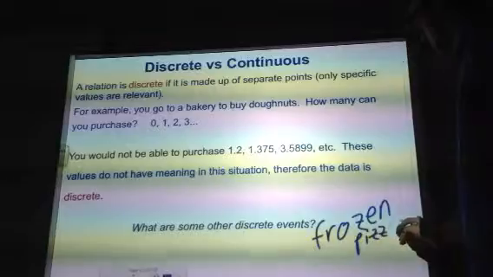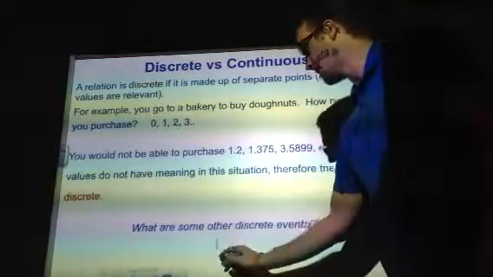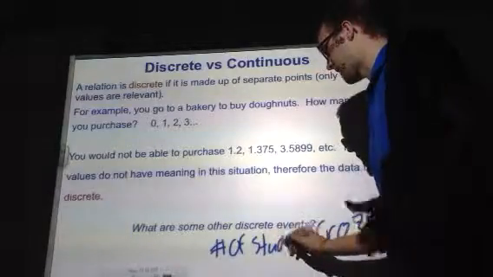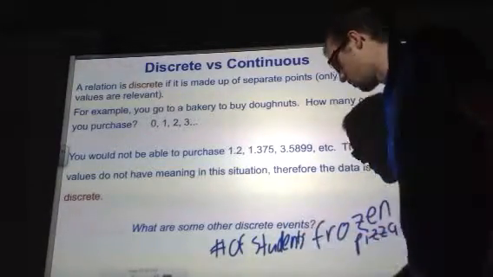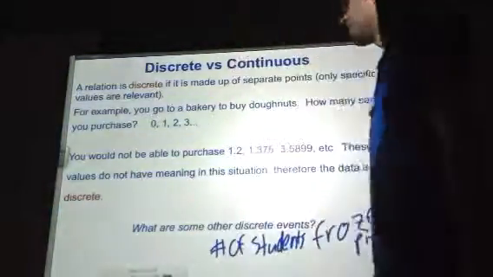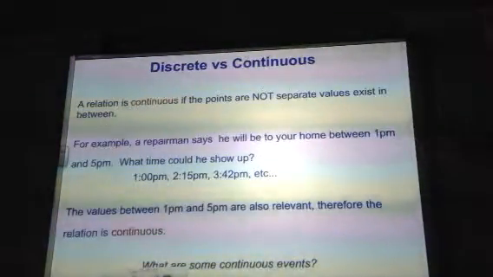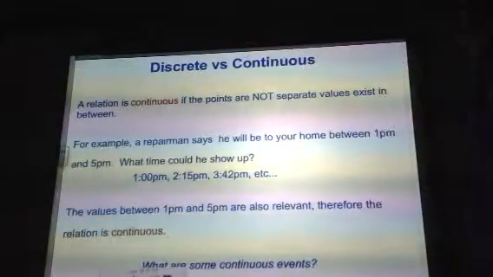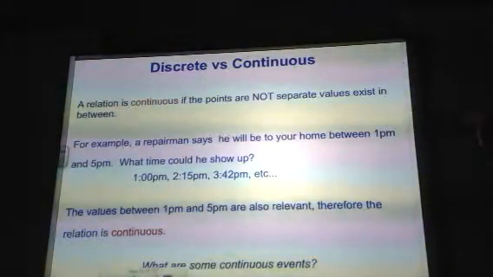It might be the number of students in a class, something like that, when we're looking at a countable situation where we can't really have fractions because they don't make sense. Versus a continuous relation. A relation is continuous if the points are not separate values.